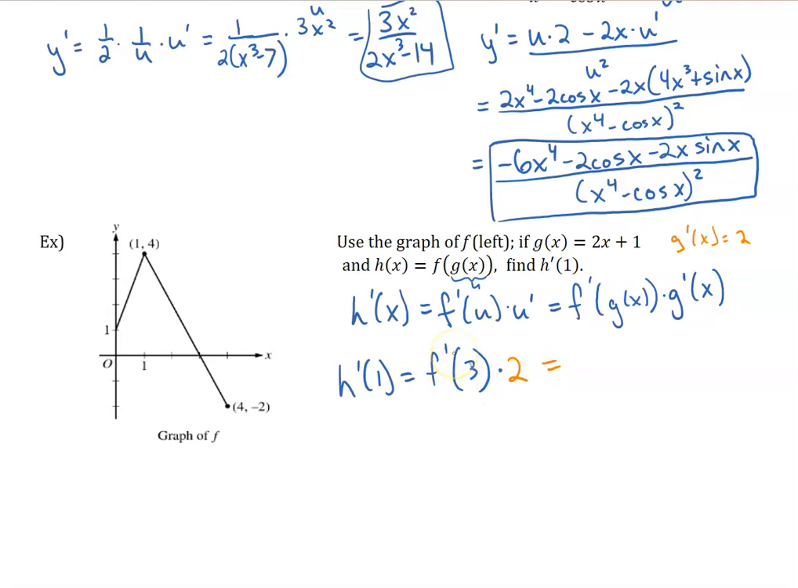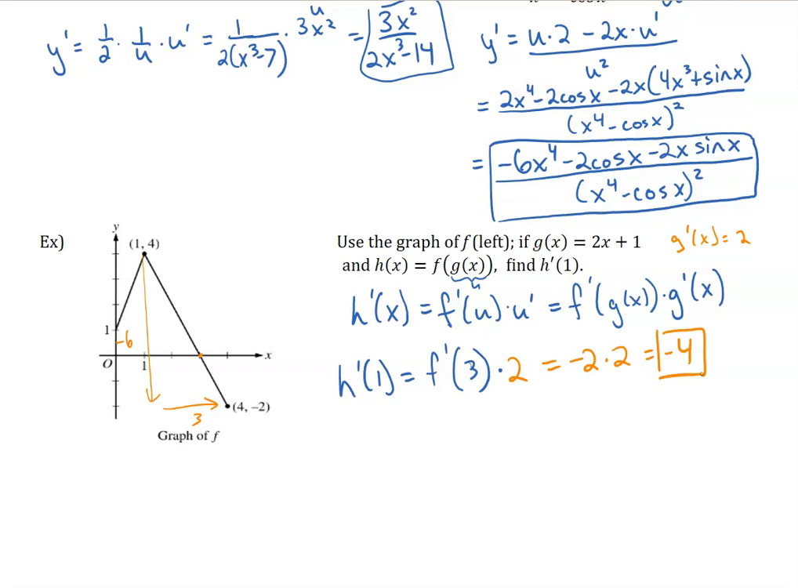So this is saying on the graph of f, what is the slope at x equals 3, which is this point right here. Okay? And the slope on this linear segment, we can just count, is down 6 and right 3. So the slope is negative 2. So we have negative 2 times 2, and we get negative 4.